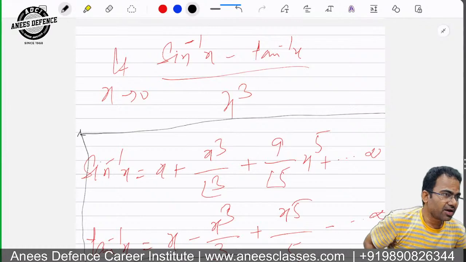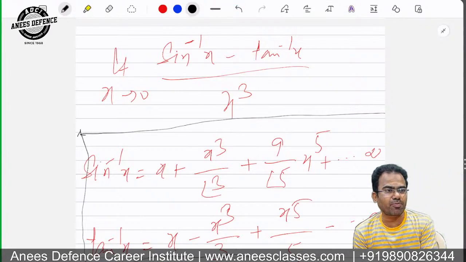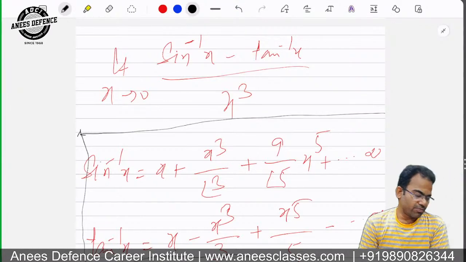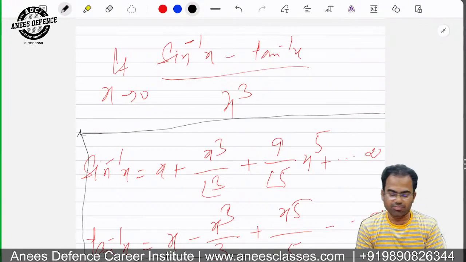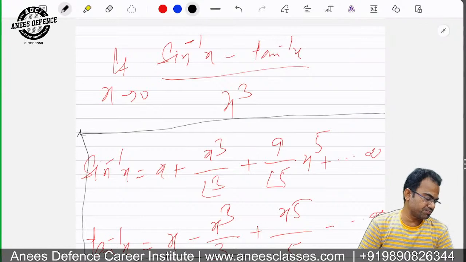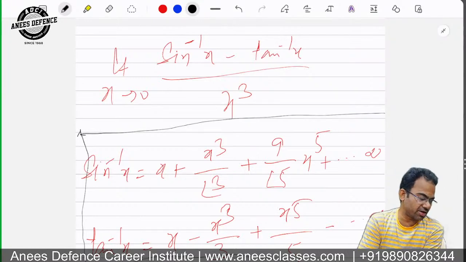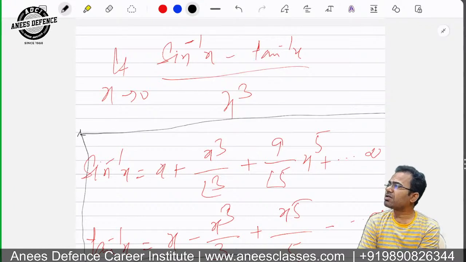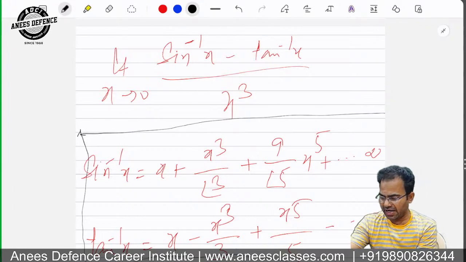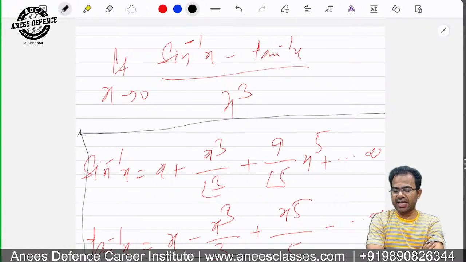Sine inverse x is x plus x cube upon factorial 3 plus 9 upon factorial 5 into x to the 5 plus dot dot up to infinity. Tan inverse x is x minus x cube upon 3 plus x to the 5 upon 5. Now you can solve. Put the series for sine inverse x and tan inverse x, then solve this question.